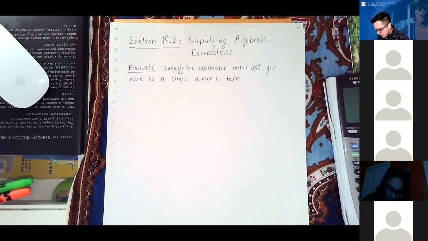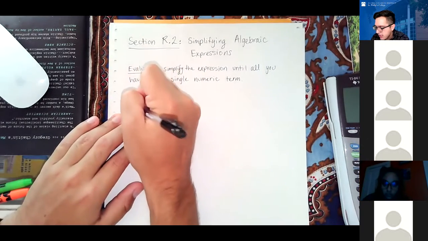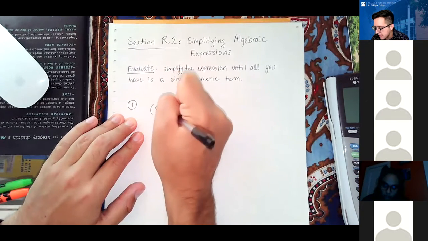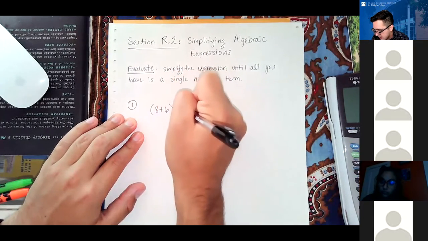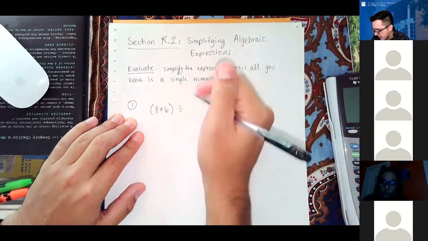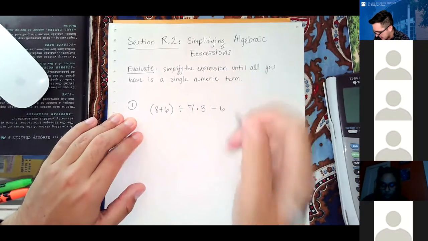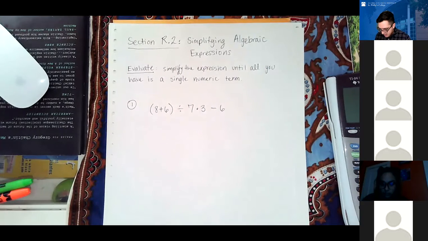Page 12. Okay, so let's take a look at these. We have 8 plus 6 in parentheses divided by 7 times 3 minus 6. So let's take a moment to think through this and talk out loud to see, what is the first step that we have to do here to start simplifying this expression? What is the first operation that we need to be paying attention to?